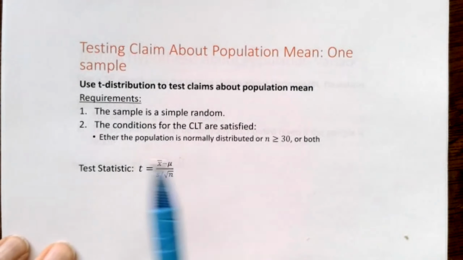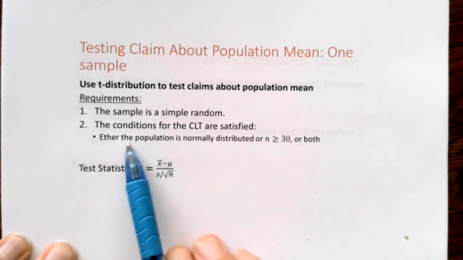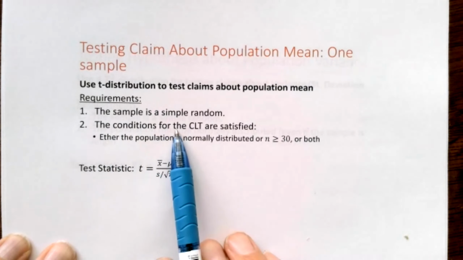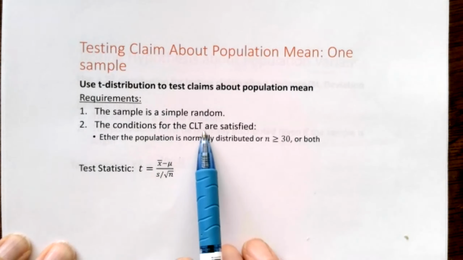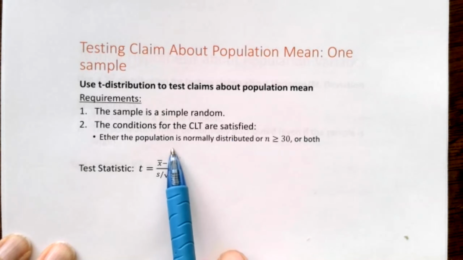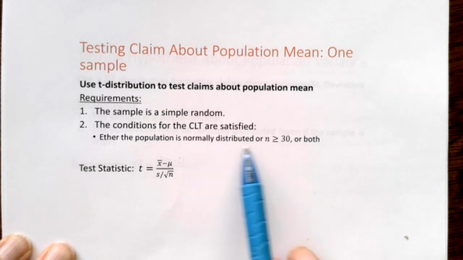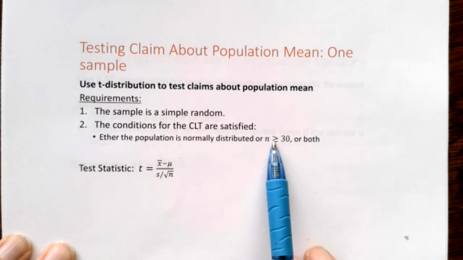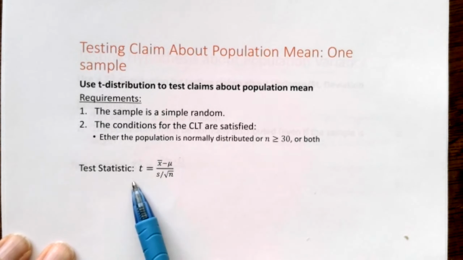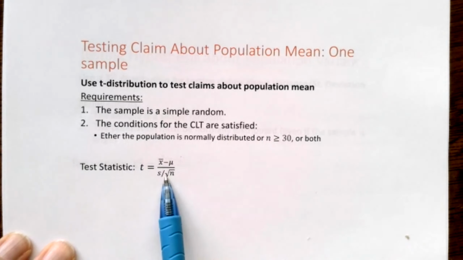Requirements that we need. Number one, the sample should be a simple random sample. And number two, the conditions for the central limit theorem have to be satisfied, which means that either our parent population is normally distributed, or, if not, then we can compensate by a large sample. The test statistic is going to be calculated using this formula.